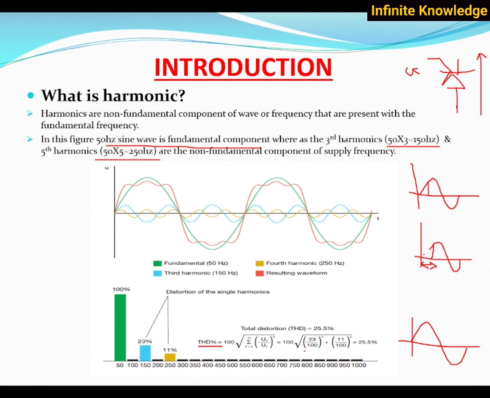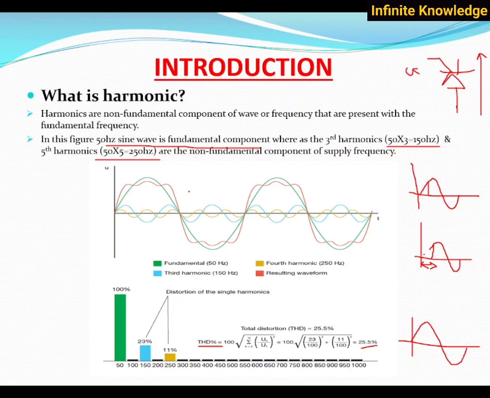And finally, after calculating, we got 25.5 percent. So in this resulting waveform, there is 25.5 percent total harmonic distortion. It spoiled our green fundamental frequency.